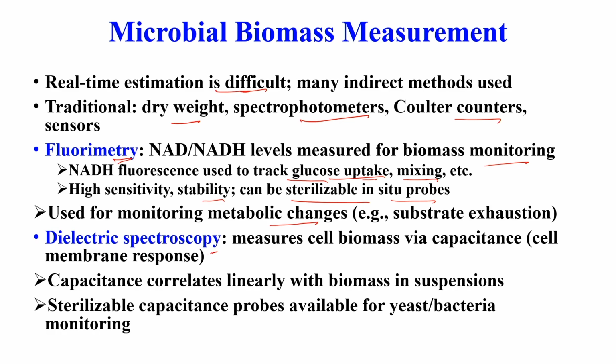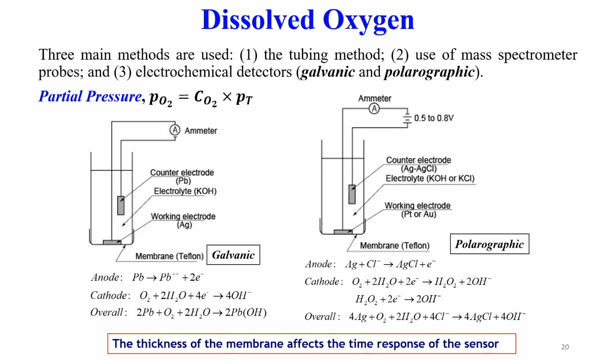Next is dielectric spectroscopy. This measures the cell biomass by capacitance, particularly the cell membrane response, and this capacitance correlates linearly with the biomass in suspension. They are also sterilizable. Capacitance probes are available for yeast and bacteria monitoring. Next very important parameter is dissolved oxygen. So, we have also discussed briefly monitoring of dissolved oxygen in the topic of aeration.